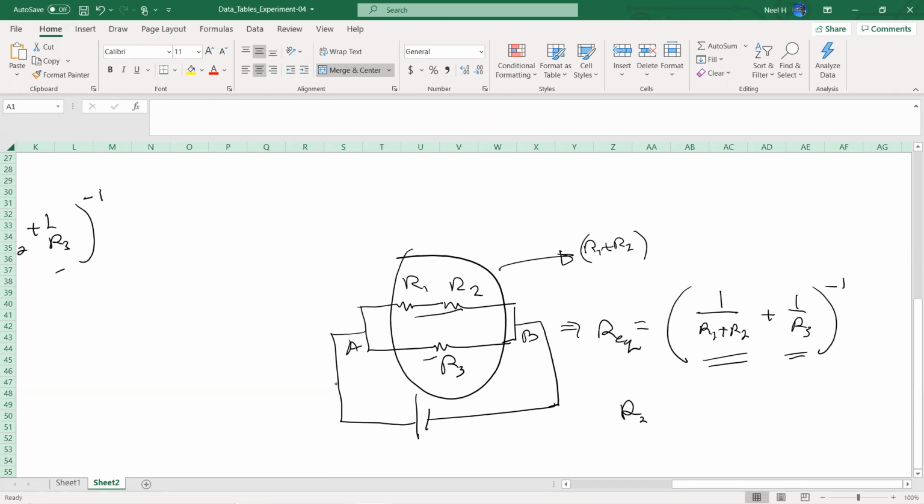Now let's decide the number for R3. Let's make R3 maybe 35 ohms. We'll keep R1, R2 the same. Let's add the new resistor and then try to find out what the equivalent resistance of this circuit will be. Now this is a combination of serial plus parallel. Okay, that's the idea. Any question?